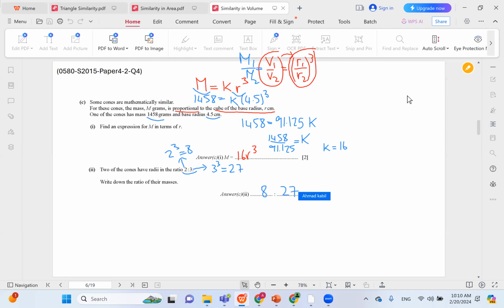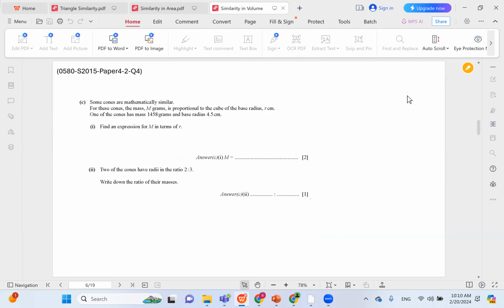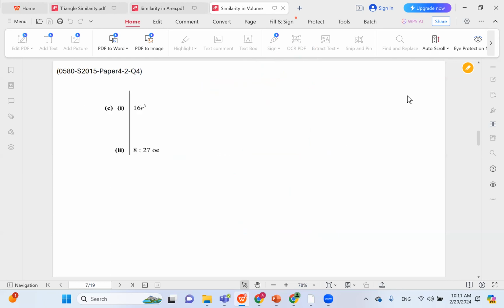And for future reference, instead of volumes, if we get masses, we can use the exact same equation. M1 over M2 equals R1 or S1 over S2 all to the power of 3. So mass and volume have the same equation in a sense of similarity. So 8 to 27 here is the correct answer.